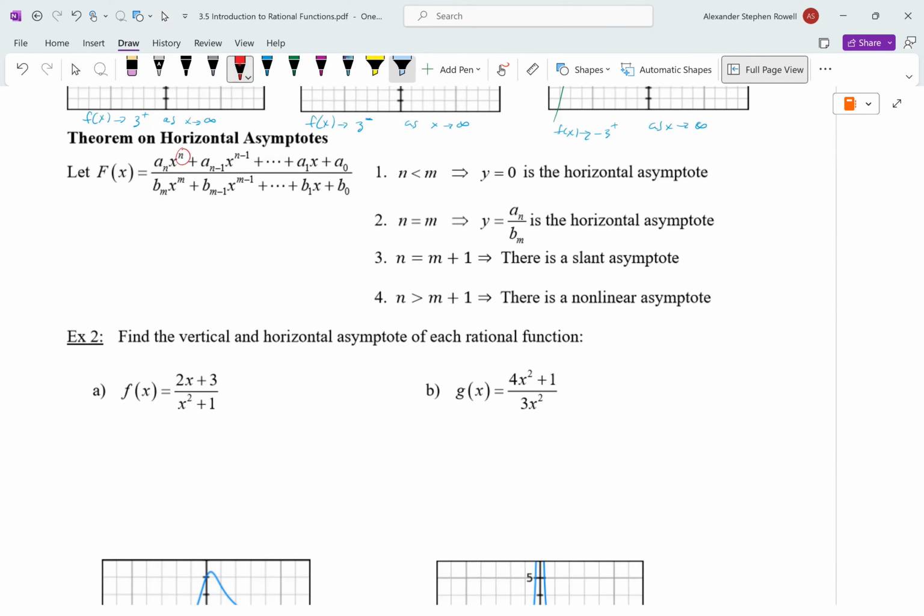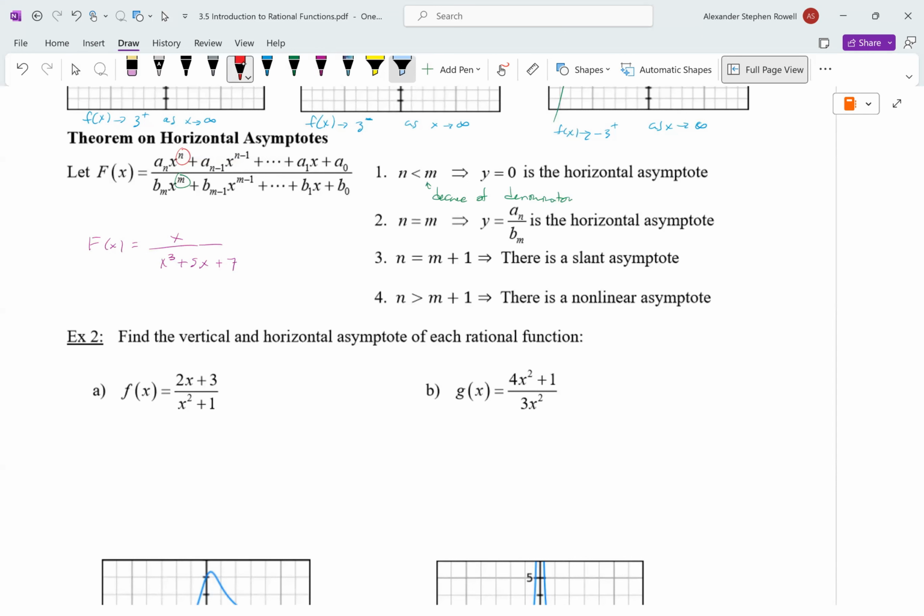The degree of the top is that leading exponent, n. The degree of the bottom is that leading exponent, m. So if the degree of the denominator is larger, what that means is, well, let's talk about an example. f of x equal to x over x cubed plus 5x plus 7.